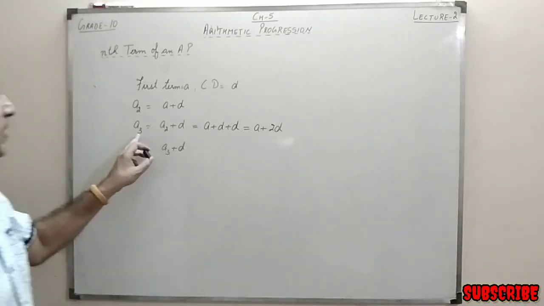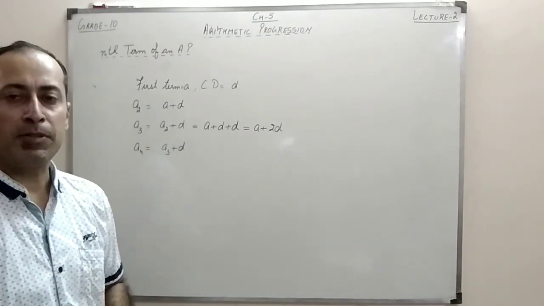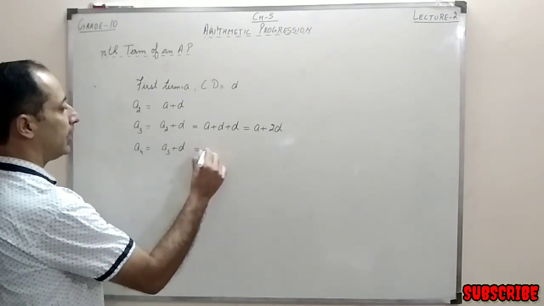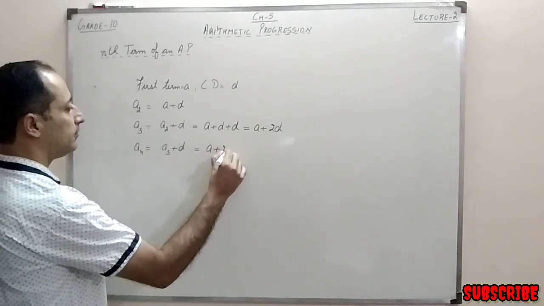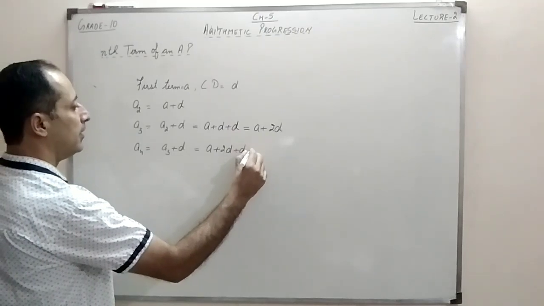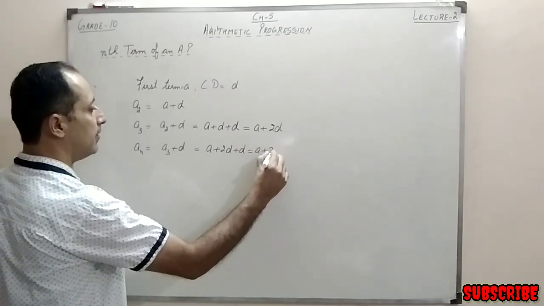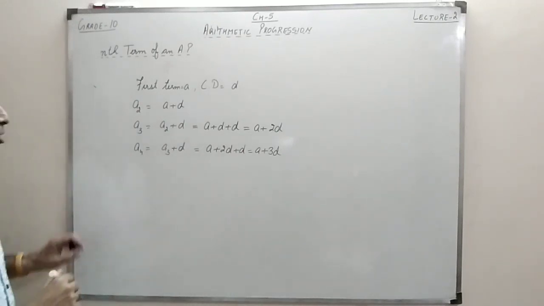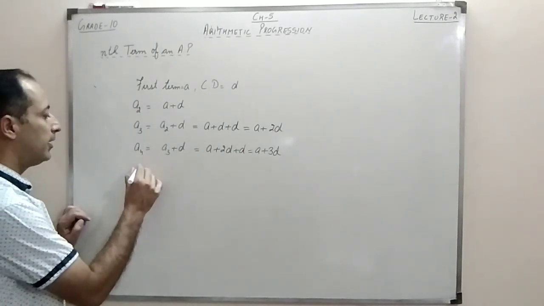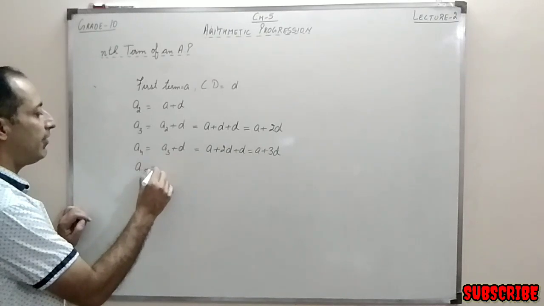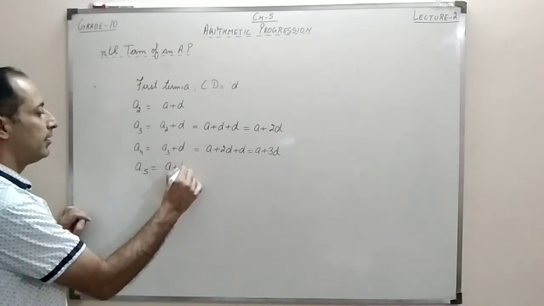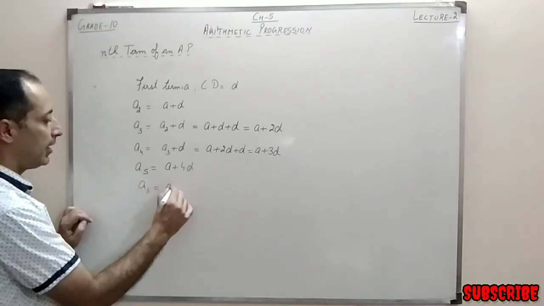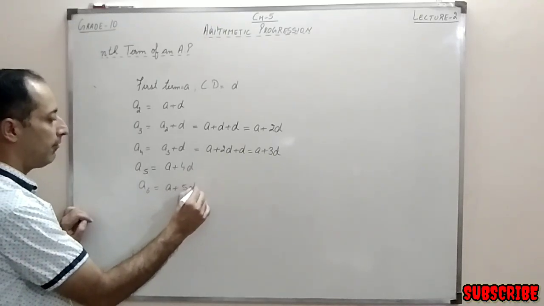Similarly, if I substitute the value of A3 as A plus 2D in A4, what do I get? I can write it as A plus 2D plus D. It becomes A plus 3D, right? Now, if I continue doing this way, A5 can be written as A plus 4D, and A6 can be written as A plus 5D.